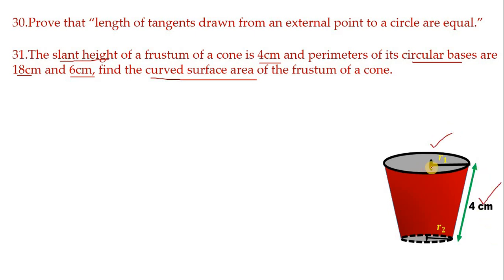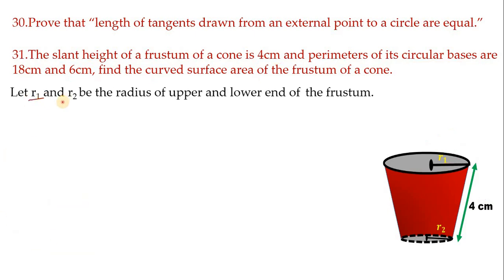See, this is the slant height and this is R1. R1 is the radius of the upper end and R2 is the radius of the lower end. First, let us write off those things, children. Let R1 and R2 be the radius of the upper and lower end of the frustum. And next, which value is given? The L value is given, that is 4 cm.